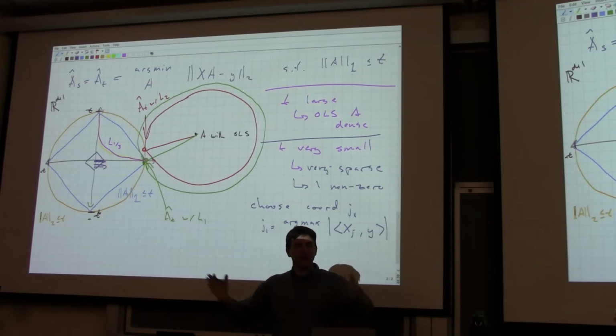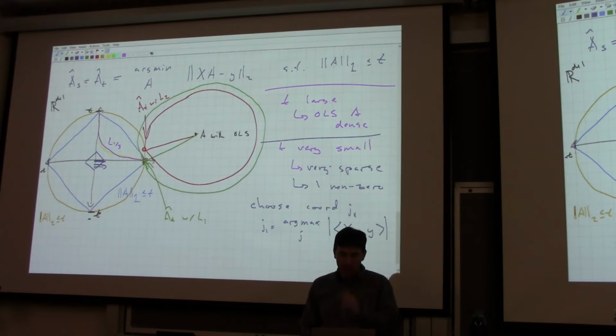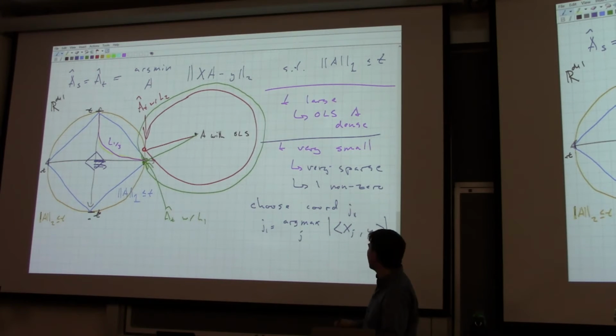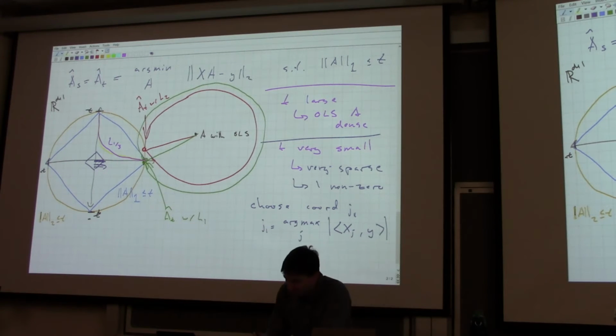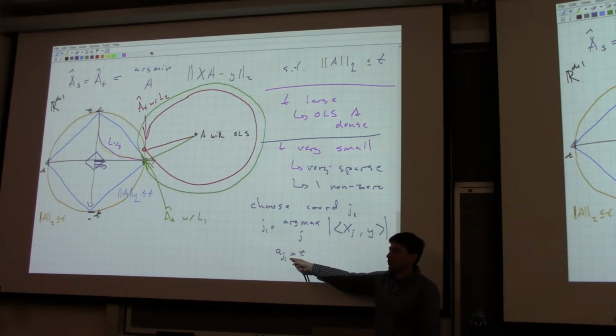So we're going to slowly increase t, and as we're doing this, we're going to pick one coordinate, and just like in orthogonal matching pursuit, we're going to figure out what is the best explanation we can get with only this one coordinate. Well, actually, as we increase t, this coordinate, the element a_j1, is going to be equal to t. As I increase t, the value of this coordinate is going to be exactly t.